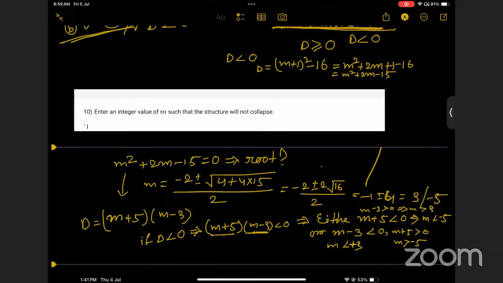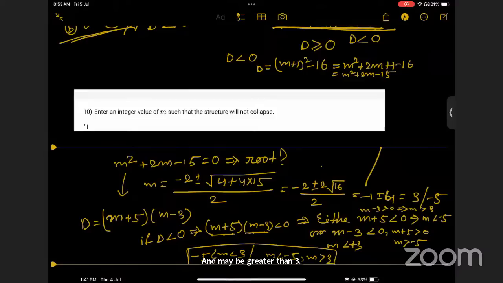So we have two intervals. m may be greater than minus 5 and less than 3, or m may be less than minus 5 or m may be greater than 3. So these are the possibilities, right? So we can pick any integer which is in this portion, right?